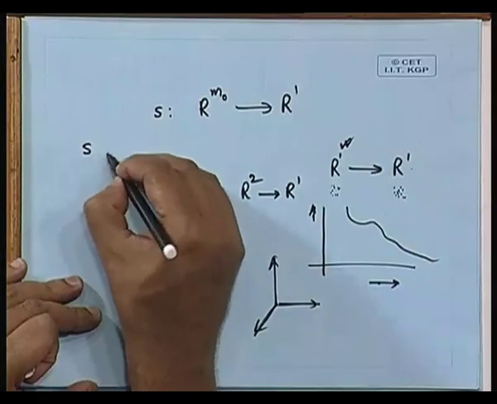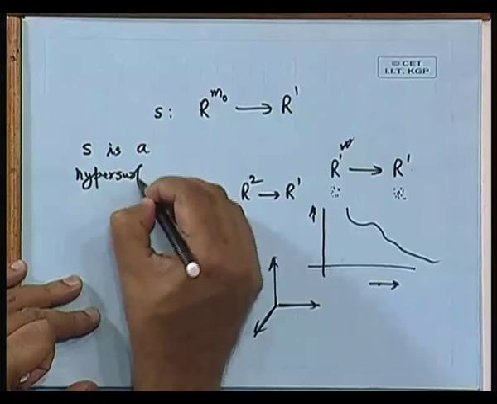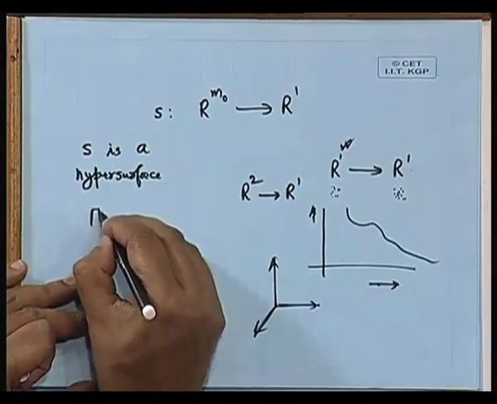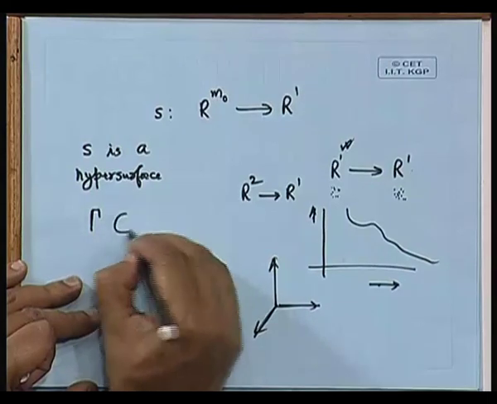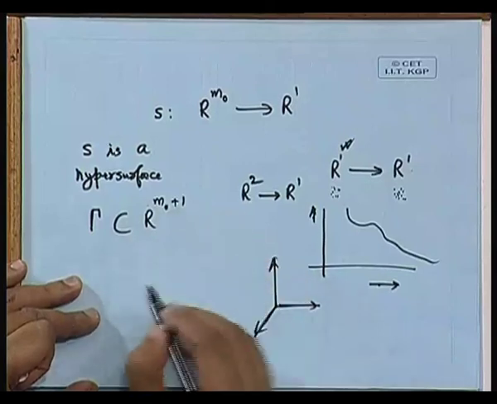So, R2 to R1 mapping gives a 3-dimensional surface; R1 to R1 mapping gives a 2-dimensional surface. Make it R3, it will be a 4-dimensional surface. So, make it M0, it becomes an M0 plus 1-dimensional surface. So, that map S is now to be imagined. So, S is a hypersurface, and what is that hypersurface? It is the hypersurface gamma, which belongs to the M0 plus 1-dimensional real space.